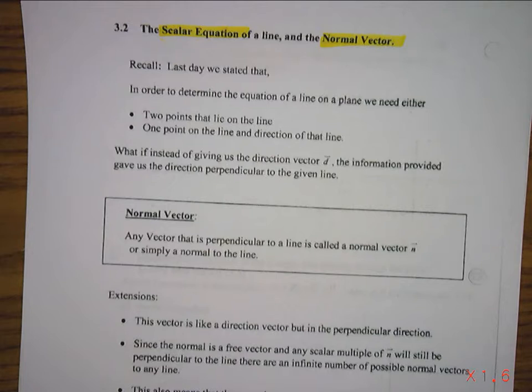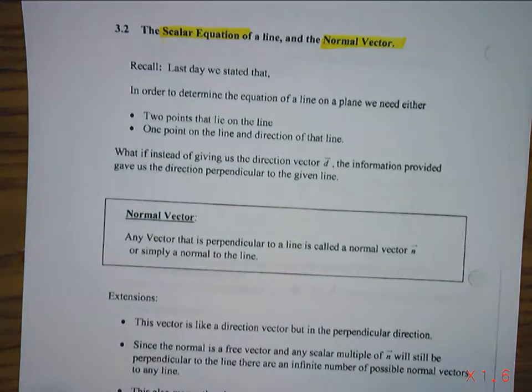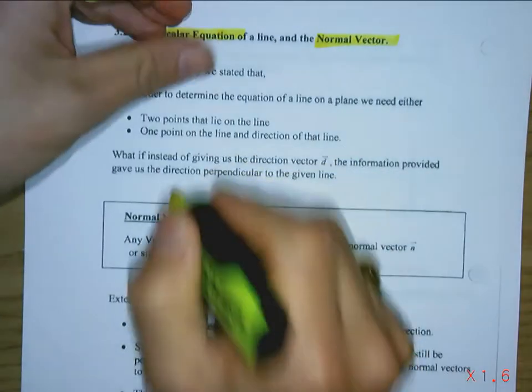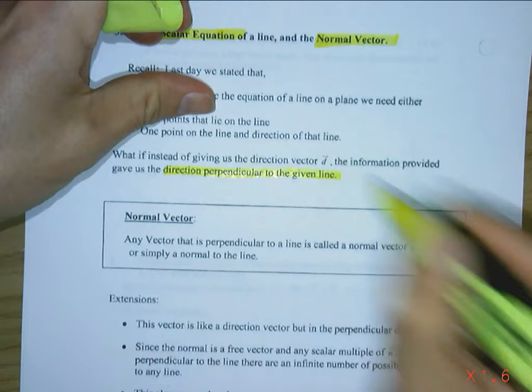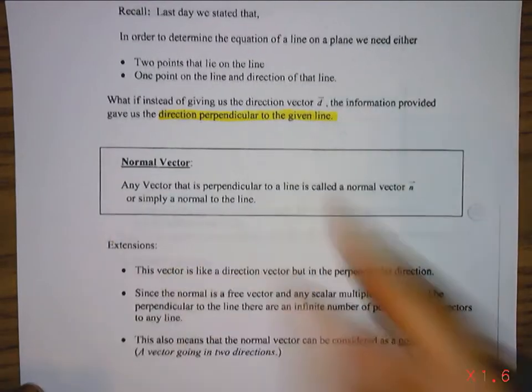Okay, what if, instead of giving us the direction vector d, the information provided us with the direction vector that is perpendicular to the line that we are given? So it gives us a direction perpendicular to the given line. So this is very analogous to grade 9 when they gave you someone else's slope and said that the two lines were perpendicular. So a normal vector, we better define that.